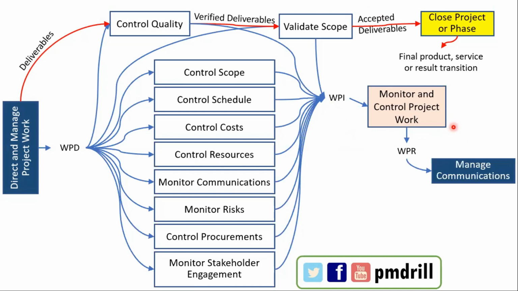So that is the only process authorized to distribute information or reports from the project. So even though monitor and control project work generates the work performance reports, they cannot distribute them. They should be distributed by the manage communications process, the output of which is called project communications. Now, this is the second work done by the monitoring and controlling process. What is the first one? The first one we discussed was about the deliverables. The second one is the analysis of the work performance data.